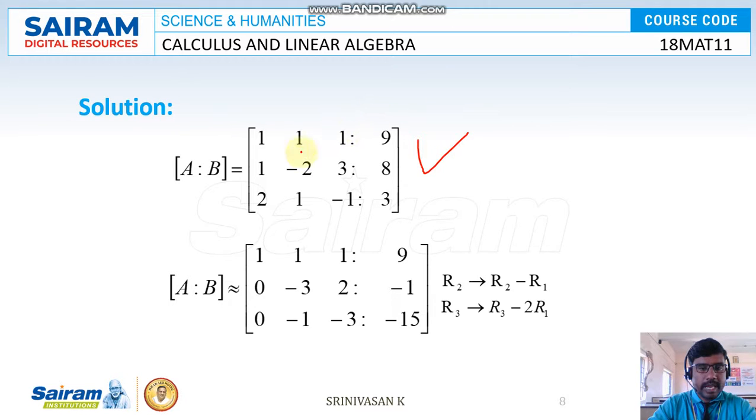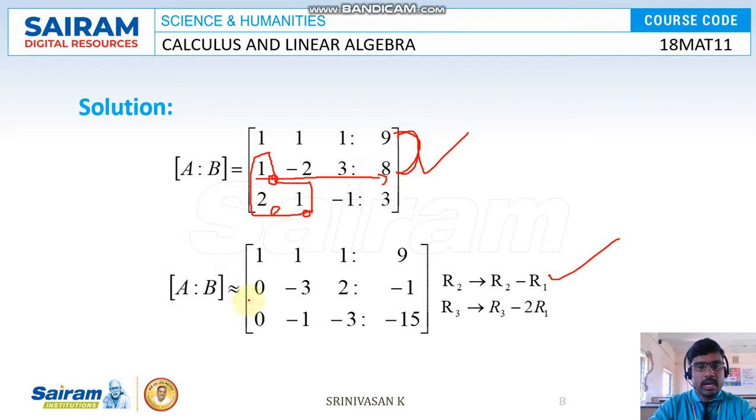So what is our aim? Our aim is to make an upper triangular matrix. That means we have to make 0 here, here, and here. So we'll follow one by one. First, to make 0 here, just subtract R1 from R2. That's all. So in R2, I just do R2 minus R1. Each and every element you subtract, we get 0, minus 3, 2, minus 1. So the entire row you can subtract.